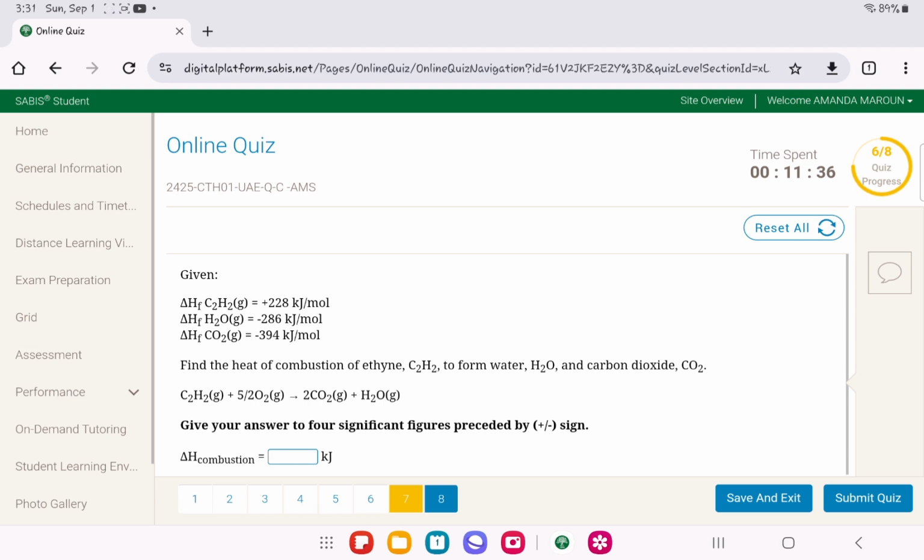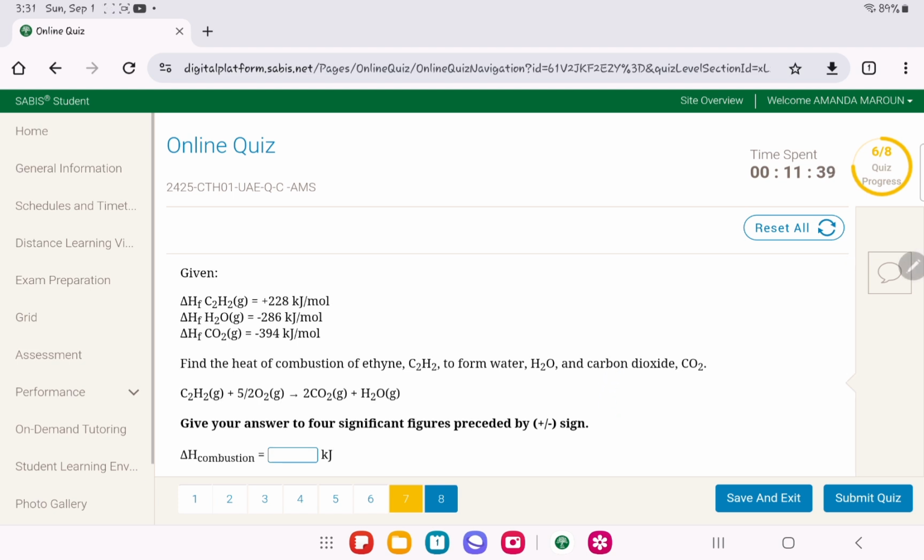Number 7. Find the heat of combustion of ethene. Okay, here they're asking for delta H of combustion. Remember, we said the only time we do reactants minus products is if they ask for the enthalpy change. Here they're asking for what? The combustion of ethene. So we are going to do products minus reactants.